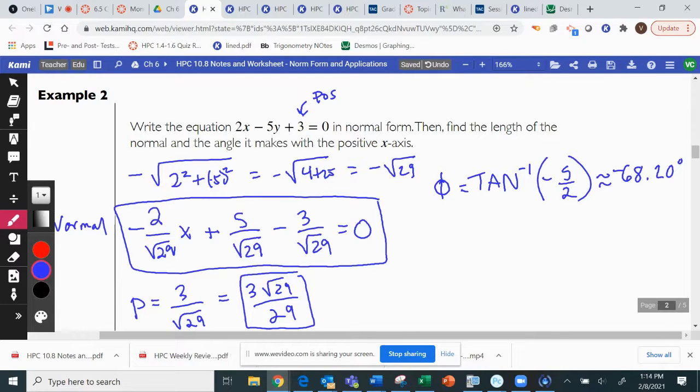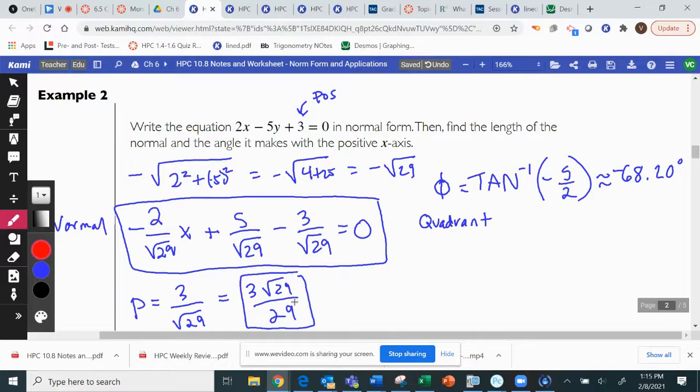Okay, now we need to talk about the quadrant, because the quadrant is going to matter because tangent can be negative in two quadrants. Tangent is negative 5/2, which could be negative in two different quadrants. The negative 68 puts it into the fourth quadrant, but that doesn't necessarily mean it's definitely that one. So this is how you tell the quadrants.